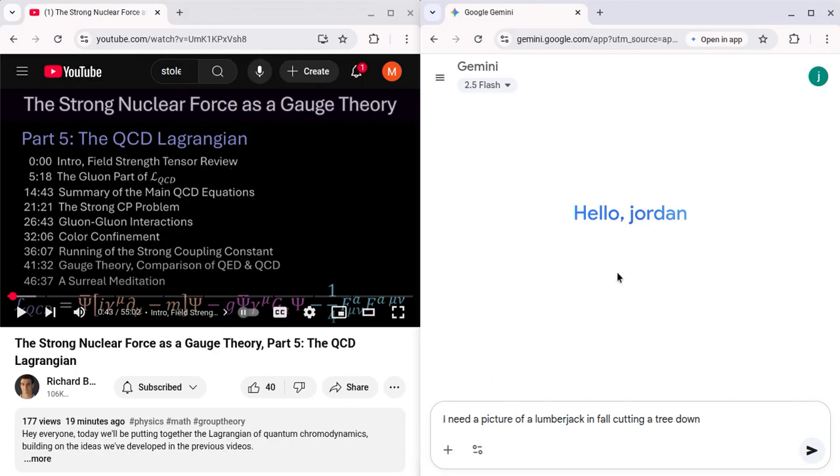Okay. Well, what do I want this picture to be like? Well, you have to be very delicate about this situation. I need a picture of a lumberjack in fall cutting a tree down. Why? Those things will be important momentum drivers to each part of this log process here in a minute.